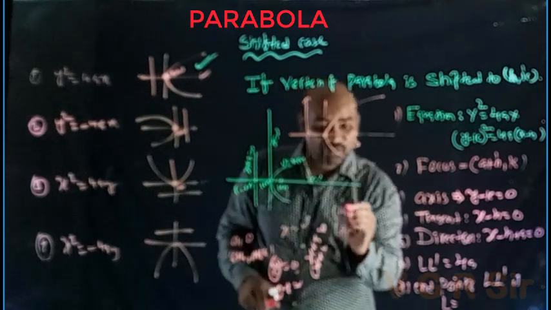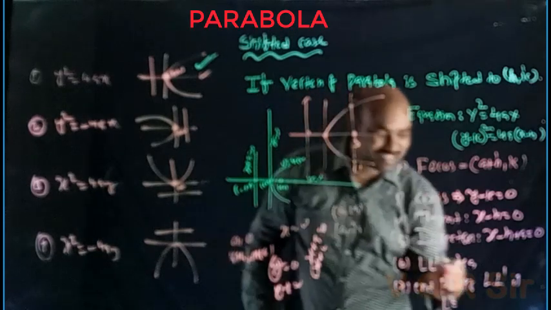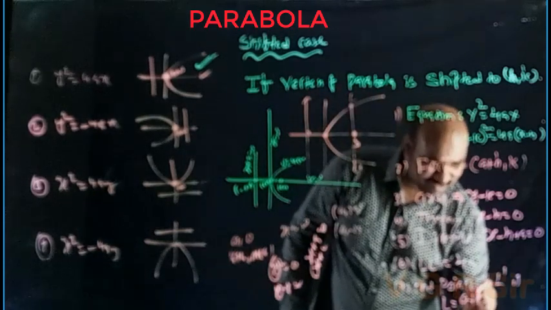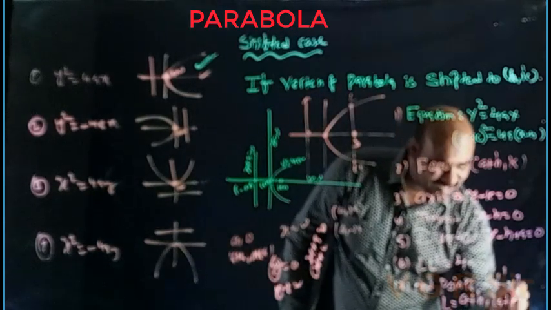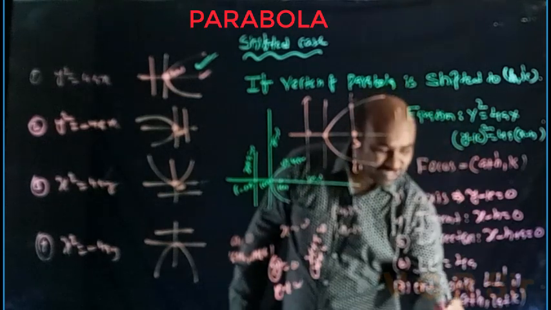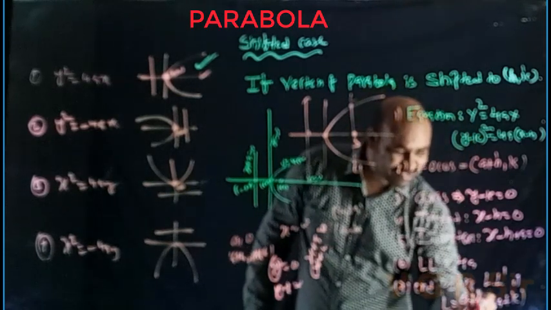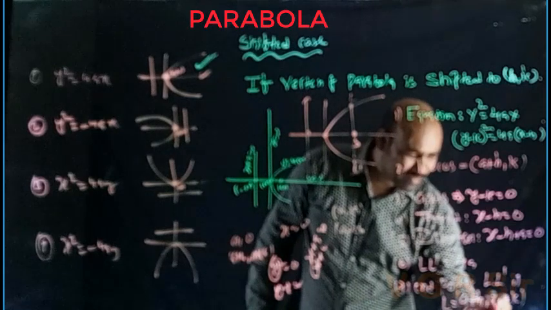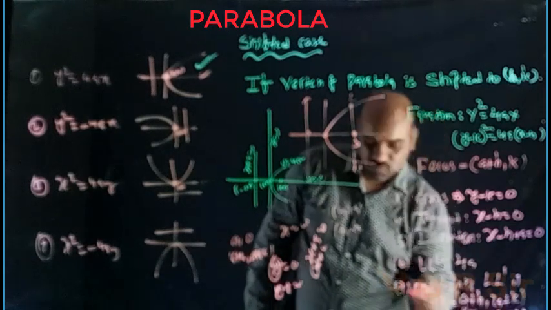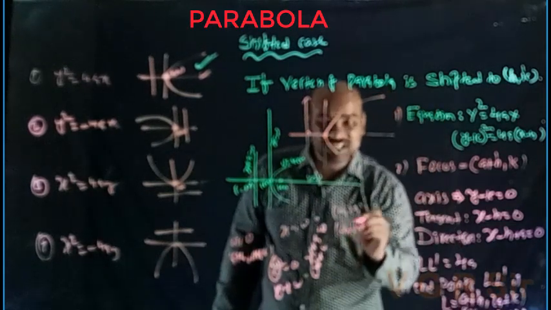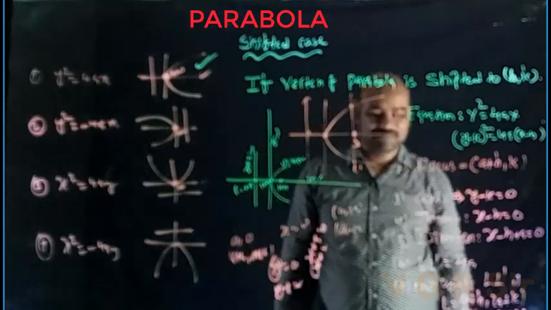Okay. So what happened to the point? The new point is a plus h comma 2a plus k. What is L dash now? a plus h comma minus 2a plus k. The older one is this, a comma minus 2a, so the new one is a plus h comma minus 2a plus k.